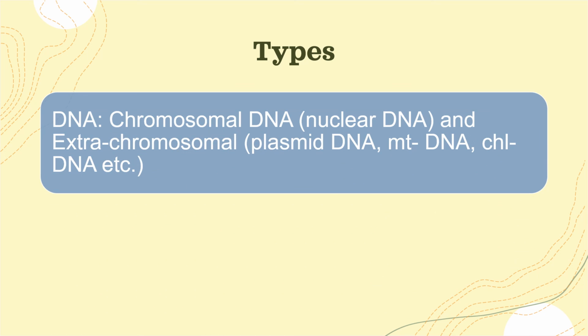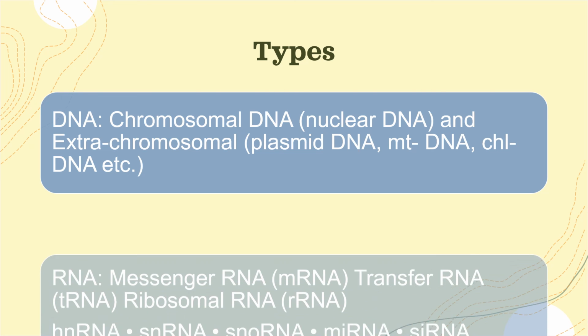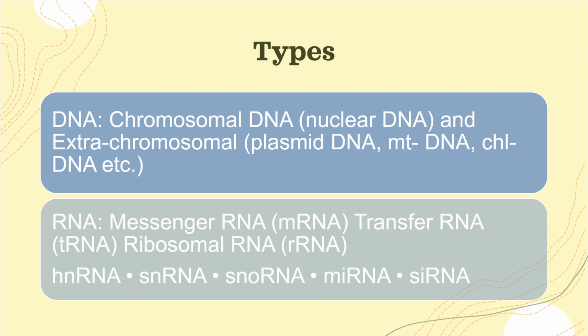Types. DNA: chromosomal DNA or nuclear DNA, and extrachromosomal DNA, for example, plasmid DNA, mtDNA, or chloroplast DNA. RNA: messenger RNA, or we can say mRNA, tRNA is transfer RNA, and rRNA is ribosomal RNA.